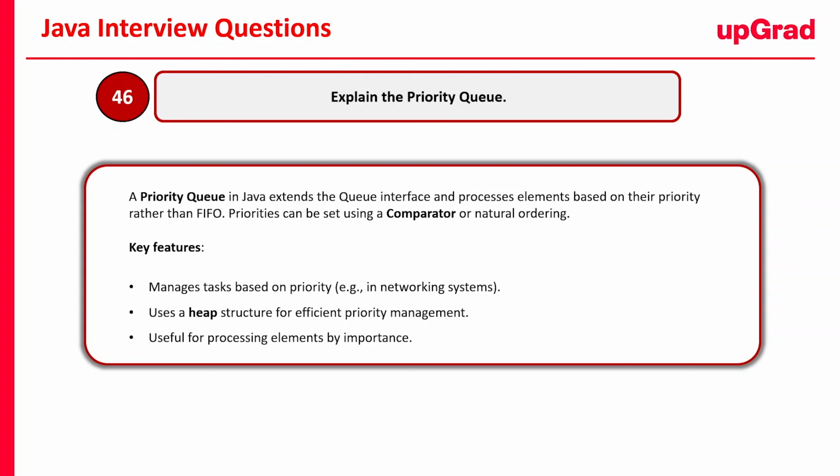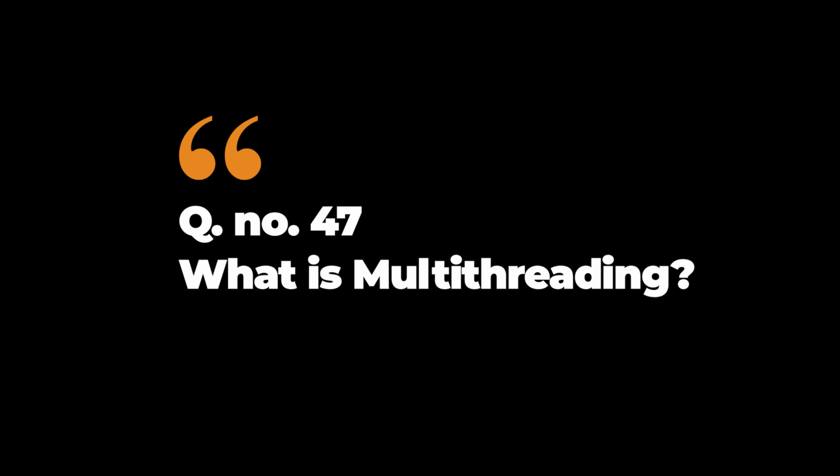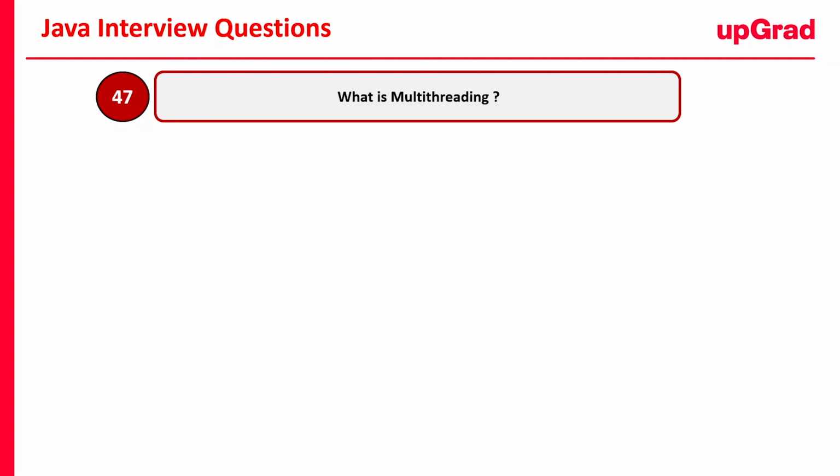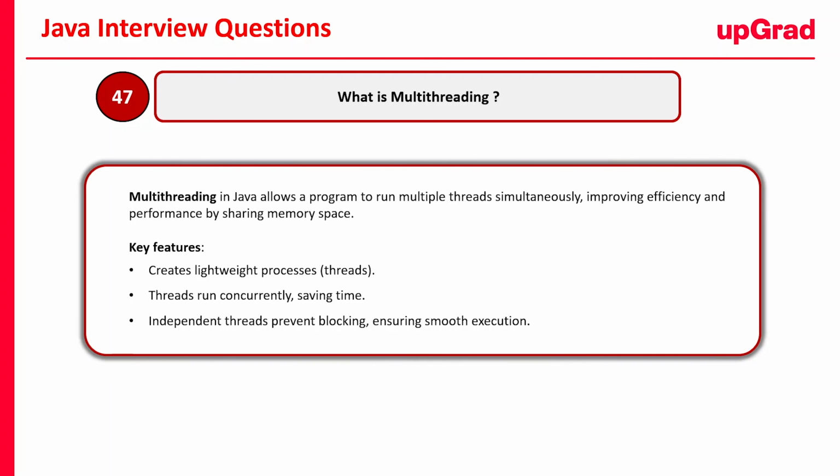Now moving on to the next question, which is question number 47. So what is multithreading? When you're asked about multithreading in Java, the interviewer is assessing your knowledge of concurrent execution in Java programs. To answer this, you can start by saying, multithreading in Java allows programs to run multiple threads simultaneously, enabling it to perform several tasks at once.